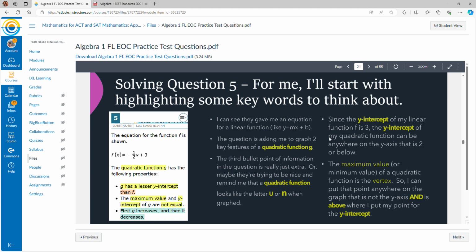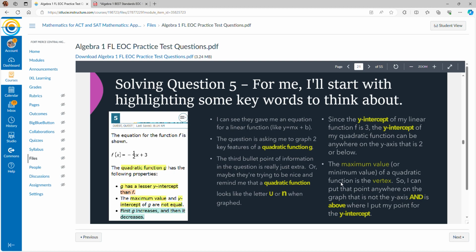Since the y-intercept of my linear function f is 3, the y-intercept of my quadratic function can be anywhere on the y-axis that is below the 3. So for this, it would need to be 2 or 1, 0, -1, anywhere below the 3. The maximum value or minimum value of a quadratic function is where the vertex is. So that's the very, very top or the very, very bottom. Since this one's going to have a maximum, it's going to be the top of the graph.